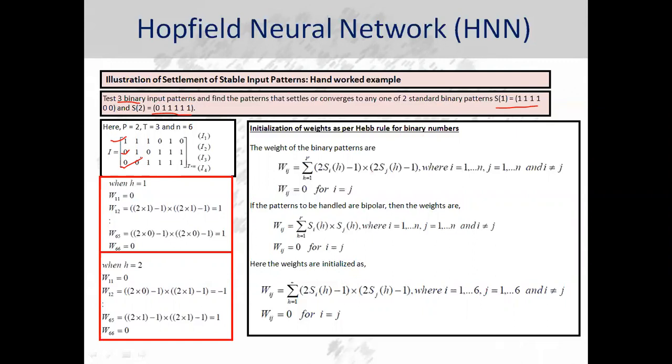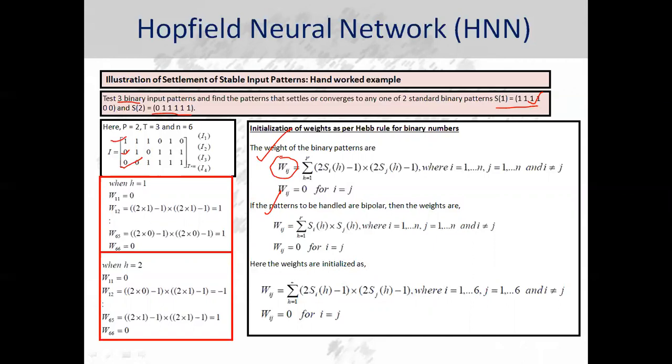So our first step is to initialize the weights. Our weight matrix is of dimension 6 by 6, as there are 6 features, and as the patterns being stored by the Hopfield network are binary in nature, we'll be using the binary formulation of this weight matrix. There were two formulations, one for binary and the other for bipolar. Since the patterns are binary, this formulation will be used for initializing the weights of the Hopfield neural network.